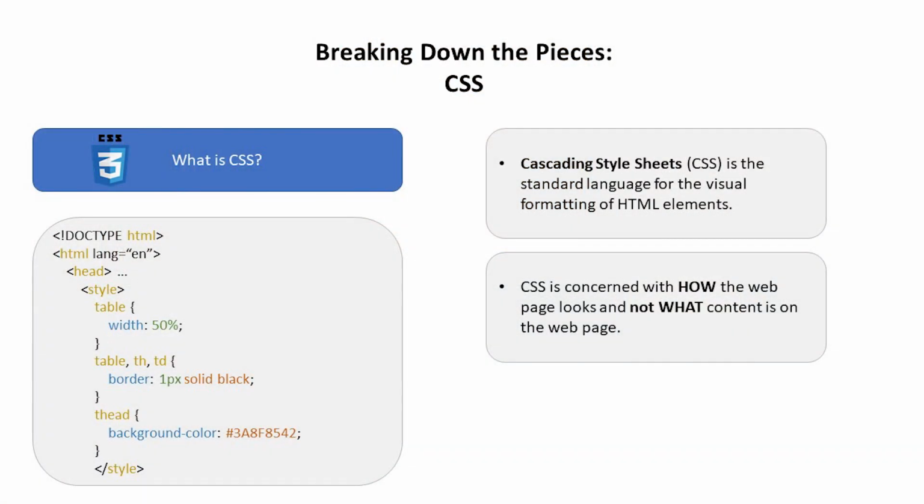And we can see in the example, I'm basically saying that for my tables, I want them to have this width of the screen, and my table header and my data cell, my TD, are all going to have a border that's 1 pixel and solid black. So CSS is just the language that tells our web browser how the content should look based on the HTML tags that content has associated with it.